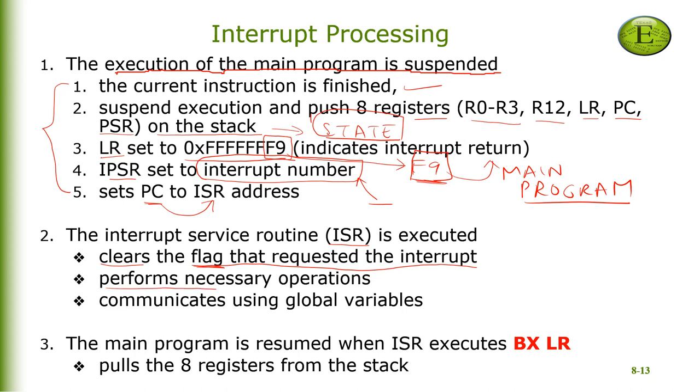Then the next part is the main part, the essential part of the interrupt service routine. We're calling it the necessary operations. And that may also include communicating with some global variable. All of these steps belong to the execution of the interrupt service routine.